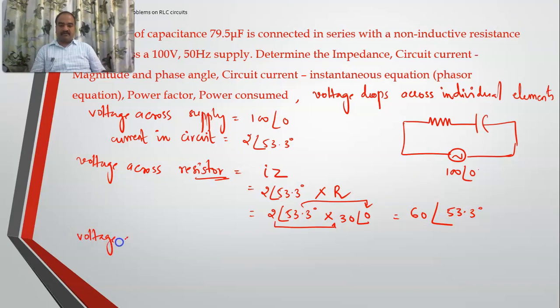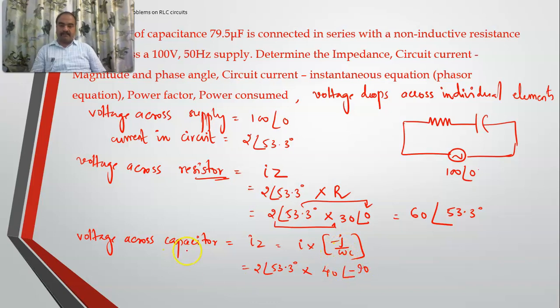Now if I want the voltage across the capacitor, it is also IZ, where Z is nothing but minus j by omega C, isn't it? So it is I, which is 2 at an angle of 53.3, into 1 by omega C, we have seen it in the last class, it is 40. For minus j, what will I be getting? I will be getting minus 90, isn't it? So in this case, now see what is the angle and what is the magnitude. 2 into 40, it is 80. Angles must be added. So what I will be getting is minus 90 plus 53.3, sorry, it is somewhere around minus 36.6 or 7. This is the voltage. Am I clear? So this is how you will be writing expressions for the voltage across the resistor and the voltage across the capacitor.